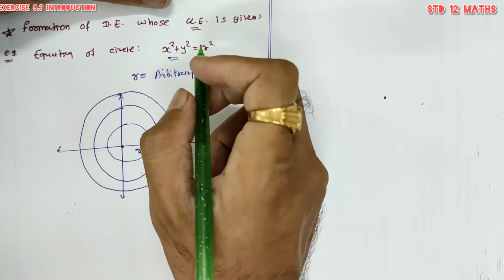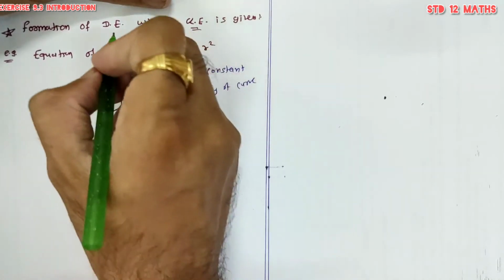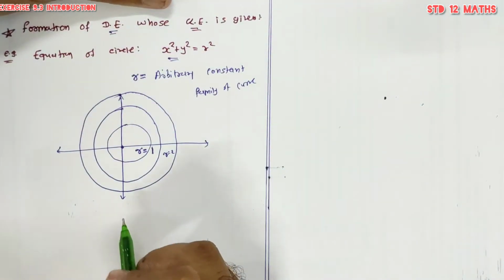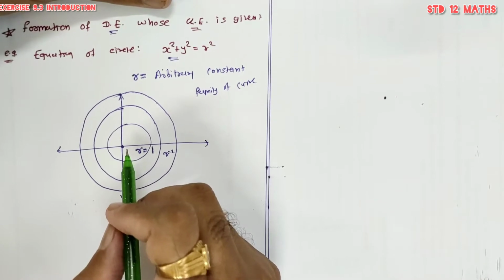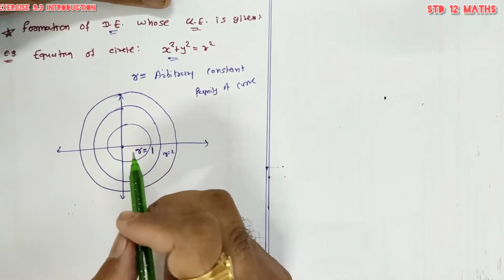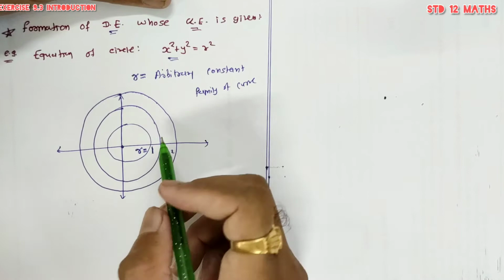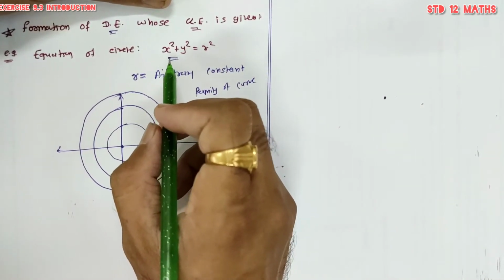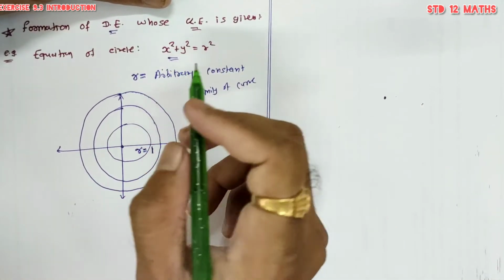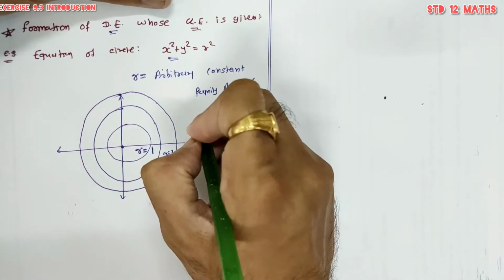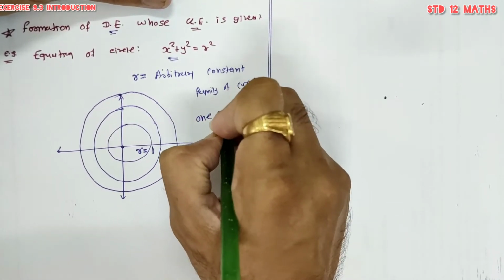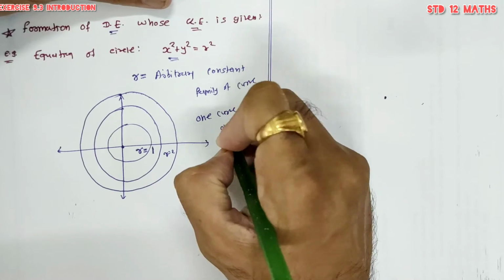Done. So now what we require? We require differential equation. We will derive one differential equation. So that differential equation will represent all the curves at a time. This general equation represents only one curve at a time. This type of equation represents only one curve at a time.